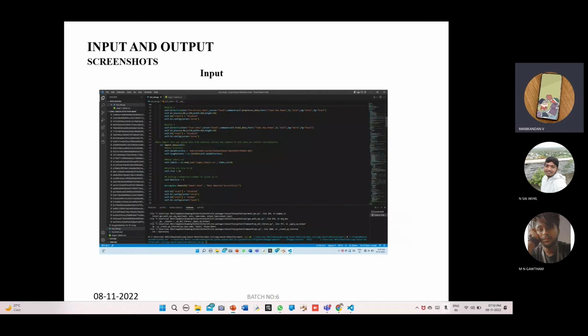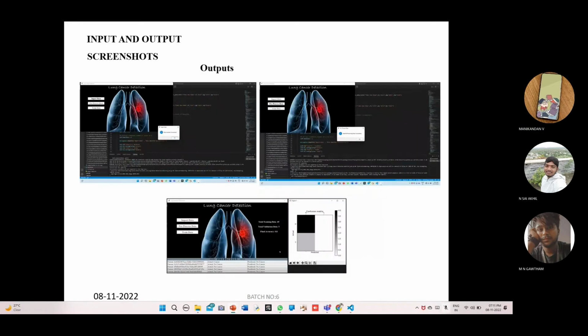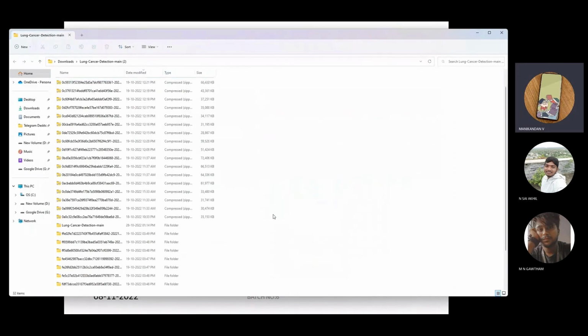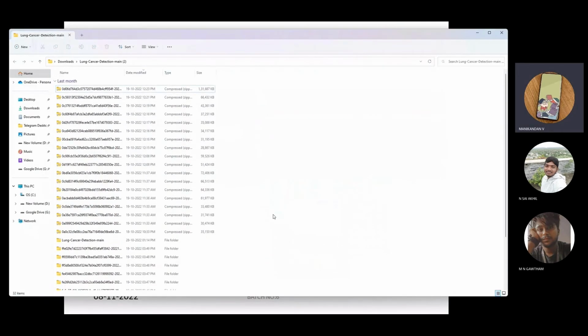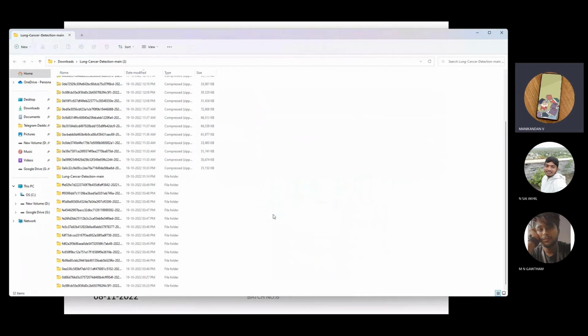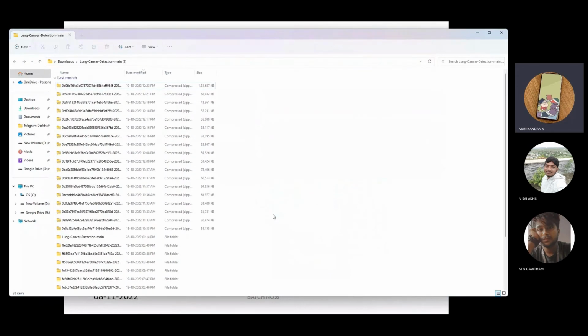And these are the screenshots of our program. Like this is the input of the program. And next, this is the output. And we are going to show the data sets of our program, like a sample input. And these are the files that we are given as input, as DICOM files. And these are the sample images that were taken.